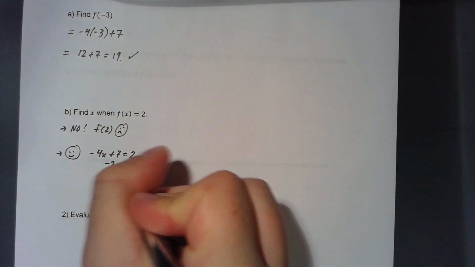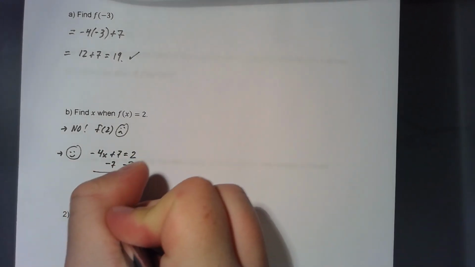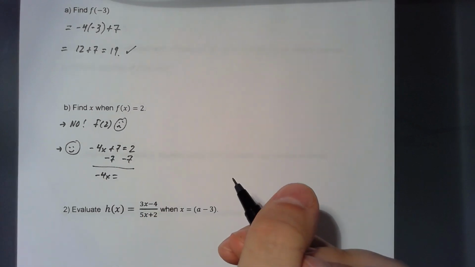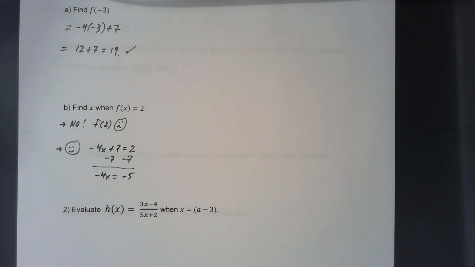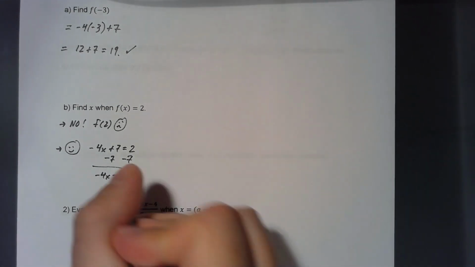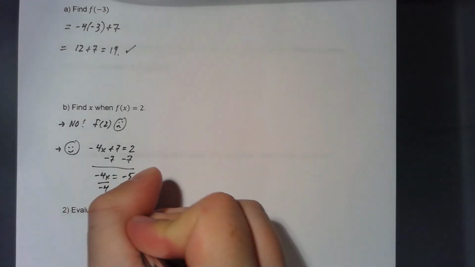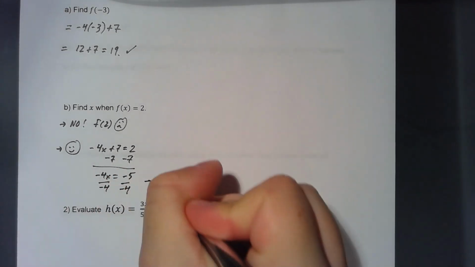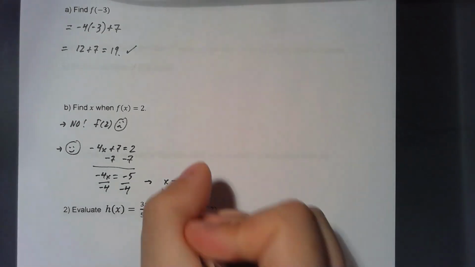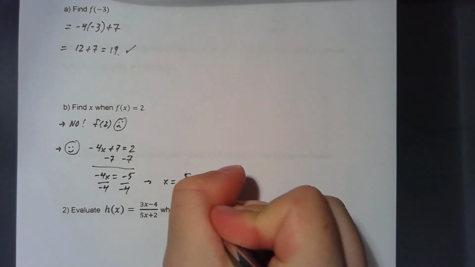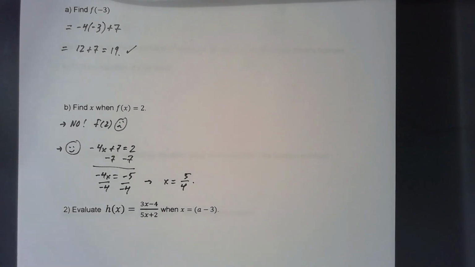Subtract 7 from both sides. Negative 4x equals 2 minus 7, which is negative 5. And then divide both sides by negative 4. And when you do that, you're going to get x equals positive 5/4. And that's it.